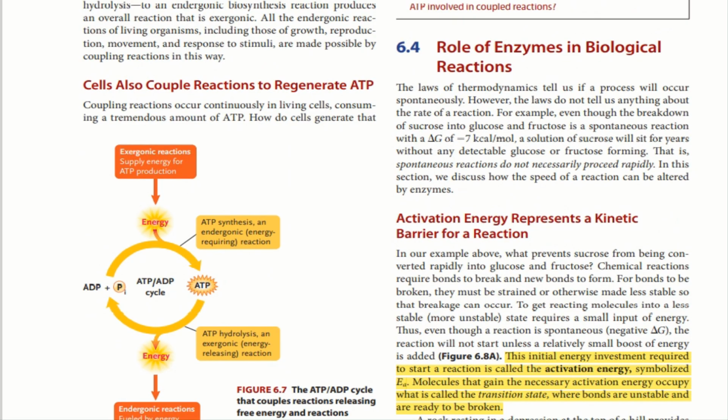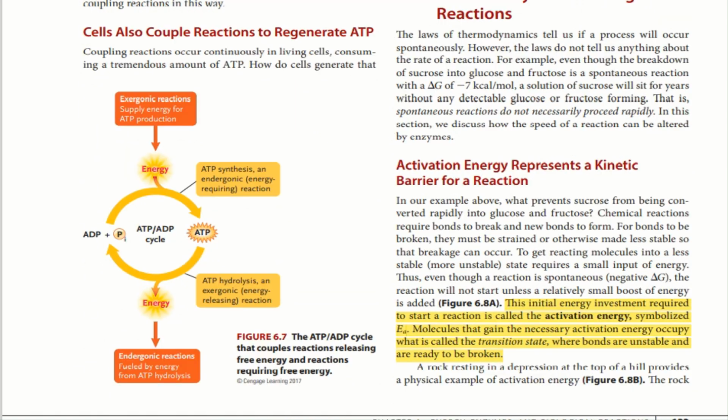Role of enzymes in biological reactions. Activation energy represents a kinetic barrier for a reaction. The initial energy investment required to start a reaction is called the activation energy, which is symbolized by EA. A molecule that gains the necessary activation energy occupies what is called the transition state, where bonds are unstable and ready to be broken.